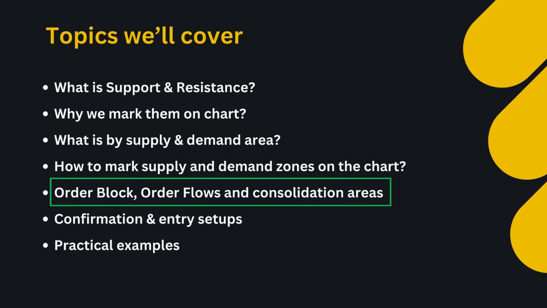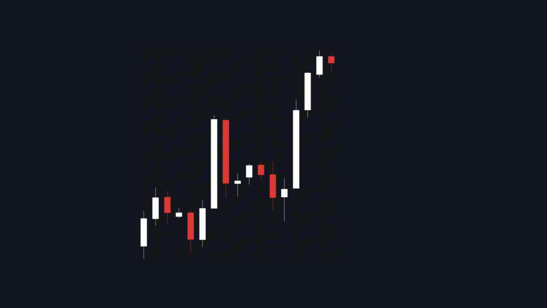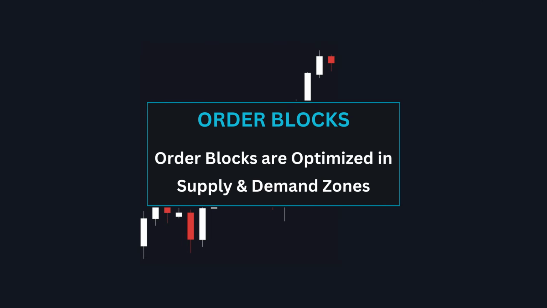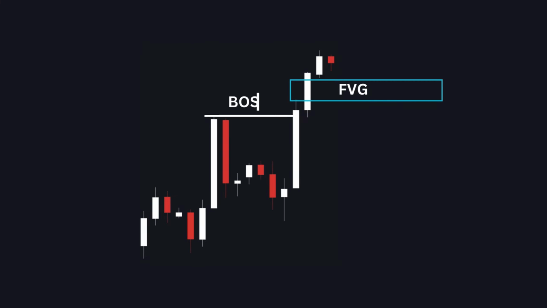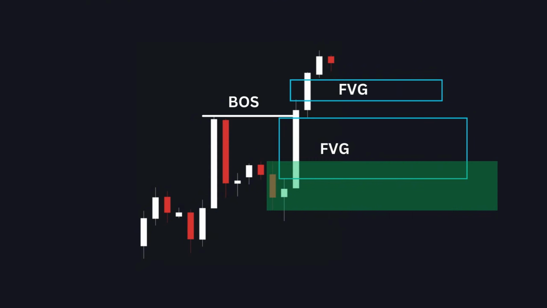Order blocks, order flows, and consolidation areas. Order blocks are optimized in supply and demand zones. Here on the chart, we have this aggressive buying pressure, with clear fair value gaps leading to a break of structure. And this is the last opposite color candle we marked as our demand zone, as we believe that the buying decisions were made during this candle.